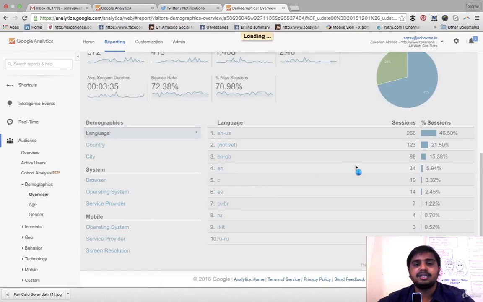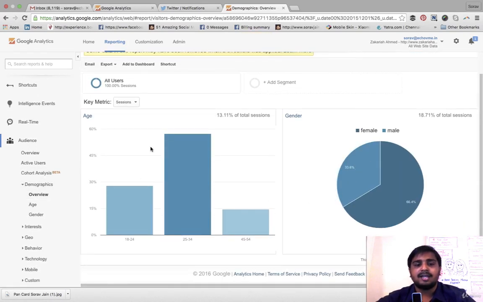Now, one of the important parameters that you can explore in audience is the demographics. It will give you the data of the age group that visits the site. So 25 to 34 is the most active age group visiting the website right now. The majority of people who visit the website are male, the rest are female.